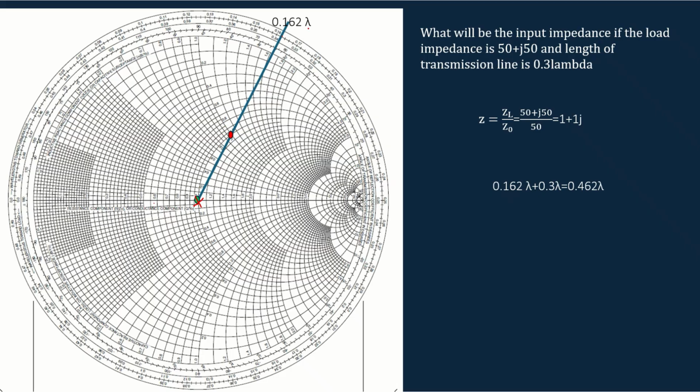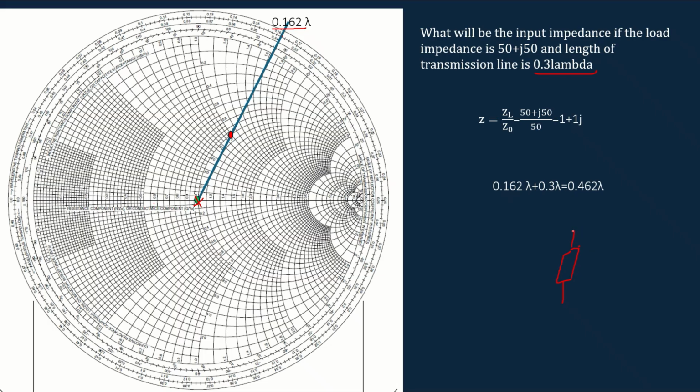After finding this wavelength, which starts from 0 and intersects at this point, that is 0.162 lambda, what you have to do is add this wavelength to the wavelength in the question, that is 0.3 lambda. So now our purpose is, we have the load impedance, and we have found the wavelength corresponding to this load impedance.